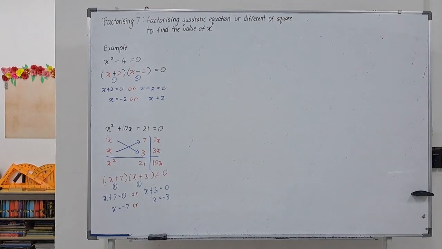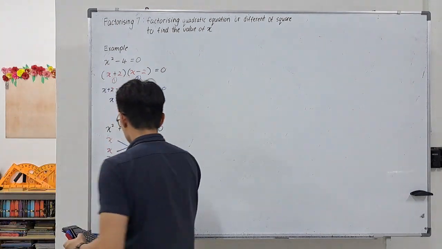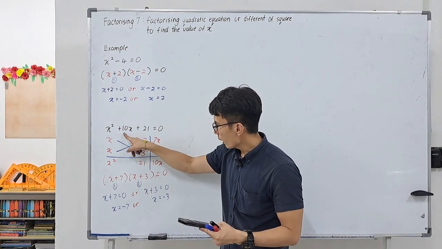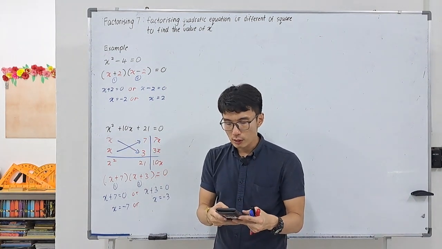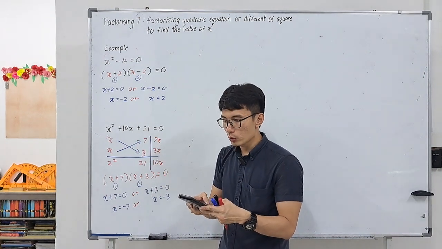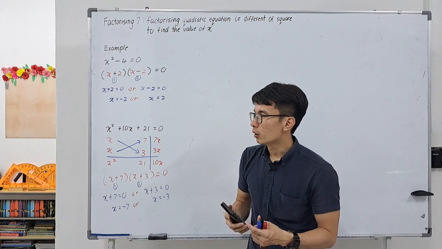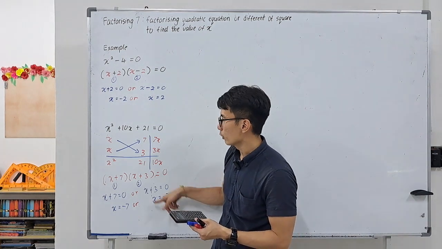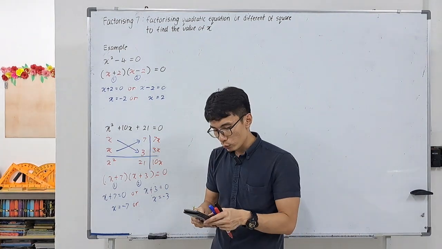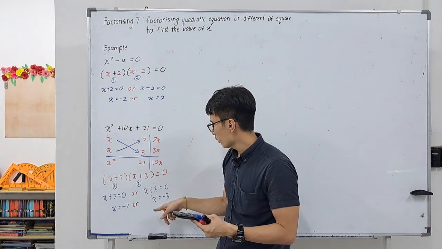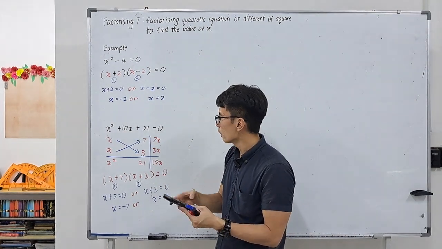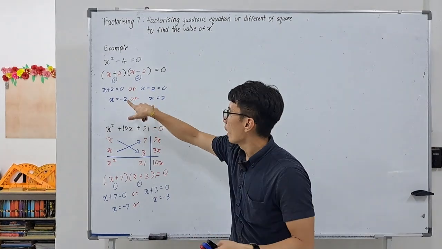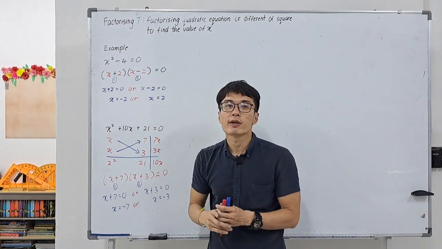Let me just grab my calculator real fast. -7 squared will give me 49. 10 multiplied by -7 will give me -70, and plus 21. True enough, that will give me 0. So what about -3? Based on this calculation, this will give me 0 as well. Let's check very quickly. -3 squared will give me 9. 10 multiplied with -3 will give me -30, and plus 21, true enough, that will give me 0. So this is how we find the value of x that will satisfy this equation.